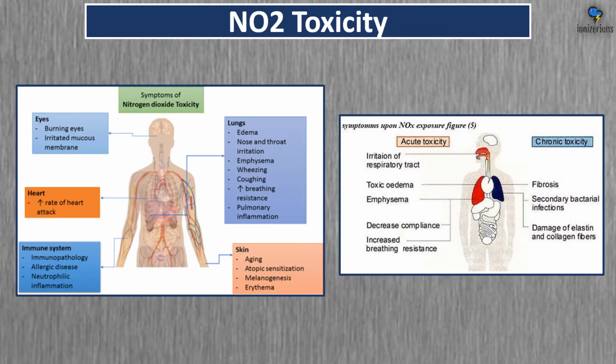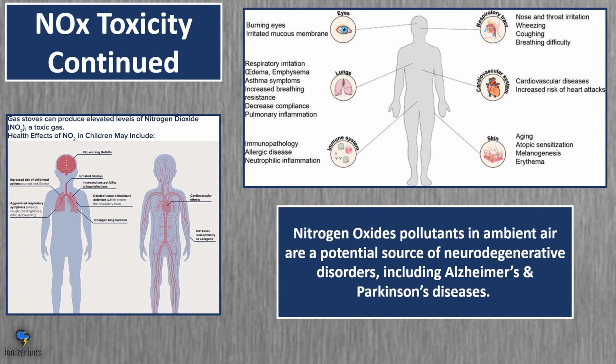Nitrogen oxide toxicity. As you can see, every part of our body is affected by this, from the skin to the heart to the brain. And it's just important to know air pollution is almost always toxic. Nitrogen oxides pollutants in the ambient air are a potential source of neurodegenerative disorders, including Alzheimer's and Parkinson's diseases. It's especially toxic for children, and again, it affects every part of our body. We do not want to inhale nitrogen oxides.